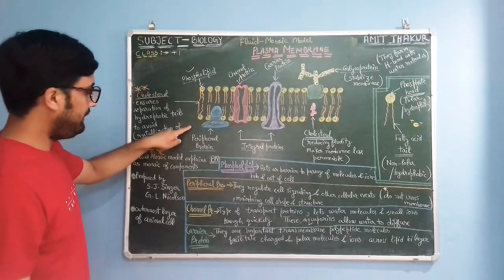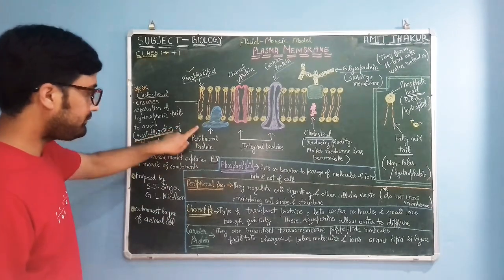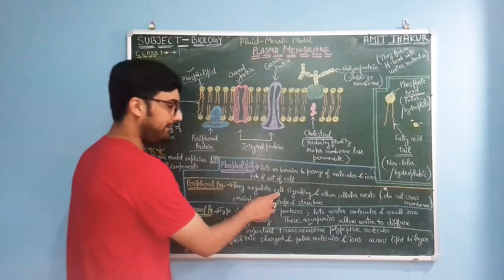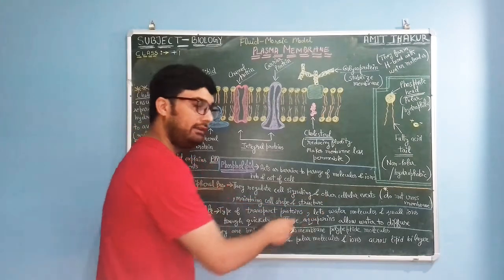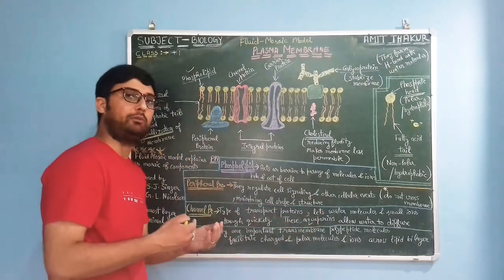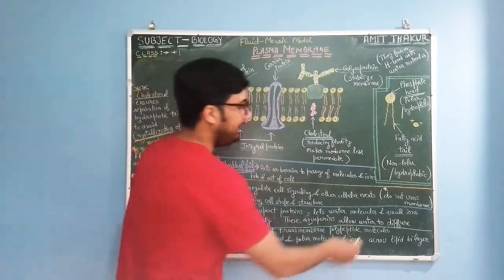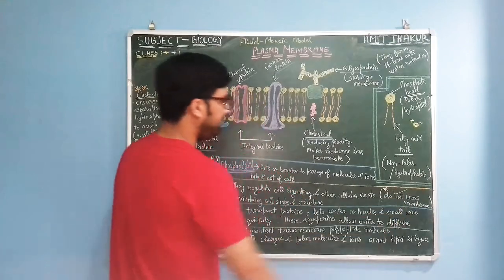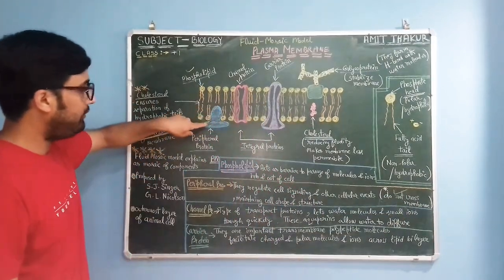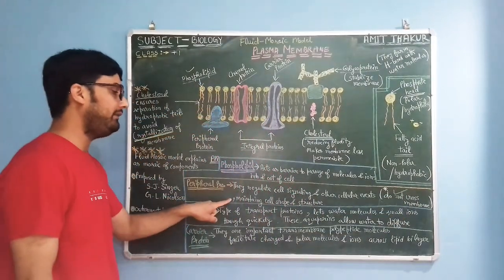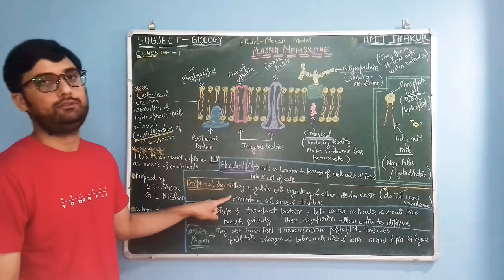This peripheral protein, as I said, regulates cell signaling and other cellular events to promote various metabolic reactions inside the cells. It does not cross the cell membrane, as you can see over here, and it maintains cell shape and structure.